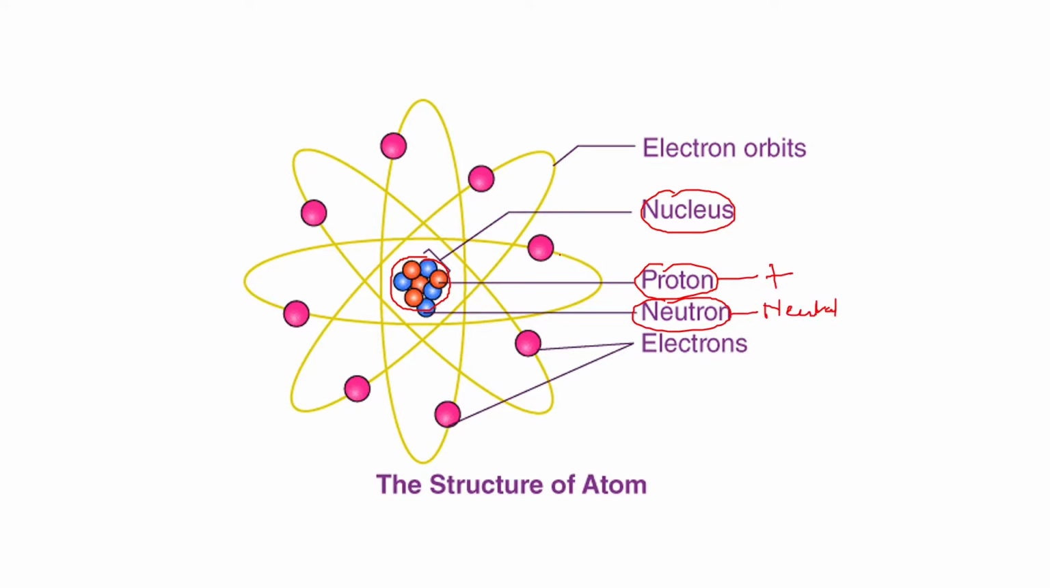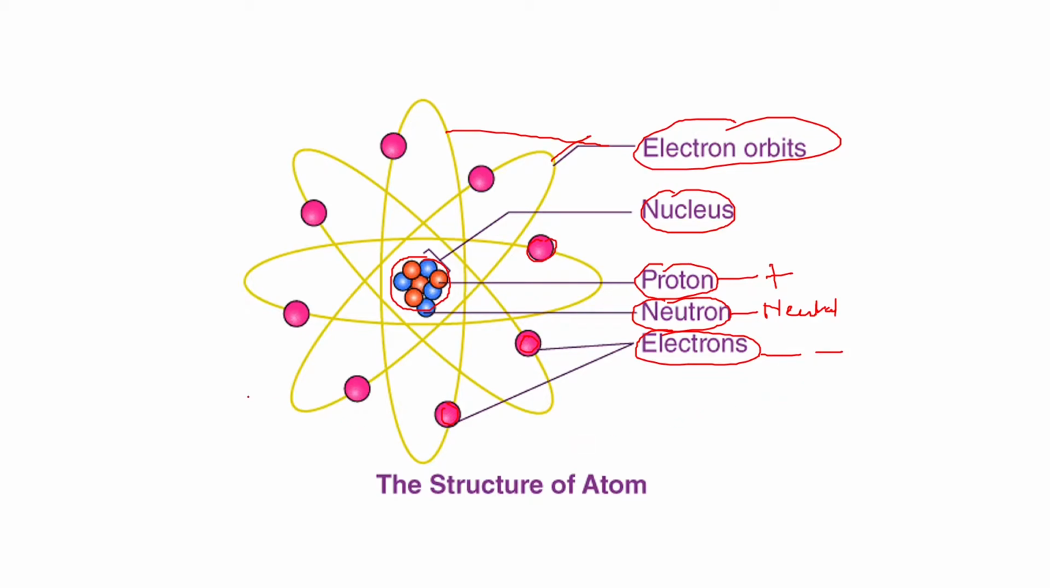neutral. Around the nucleus, you will find these orbits. These are electron orbits. Now, in these orbits, you will have electrons as particles. So, electrons which are revolving around the nucleus in the orbit will be negatively charged particles. Okay. So, this is a structure of the atom.